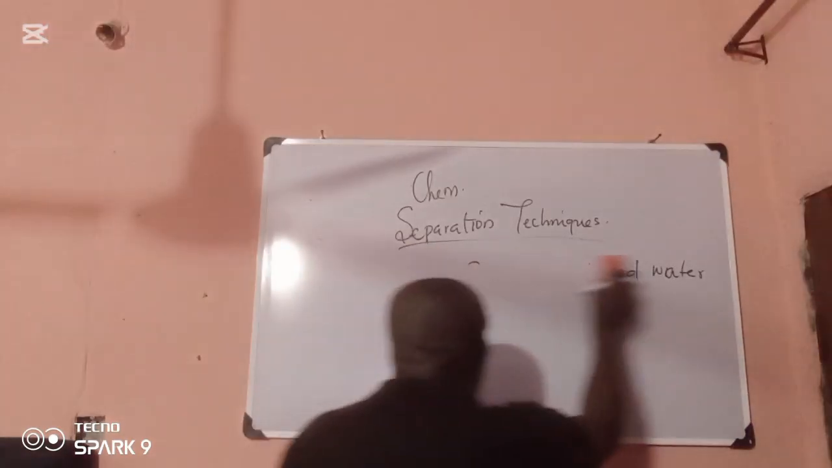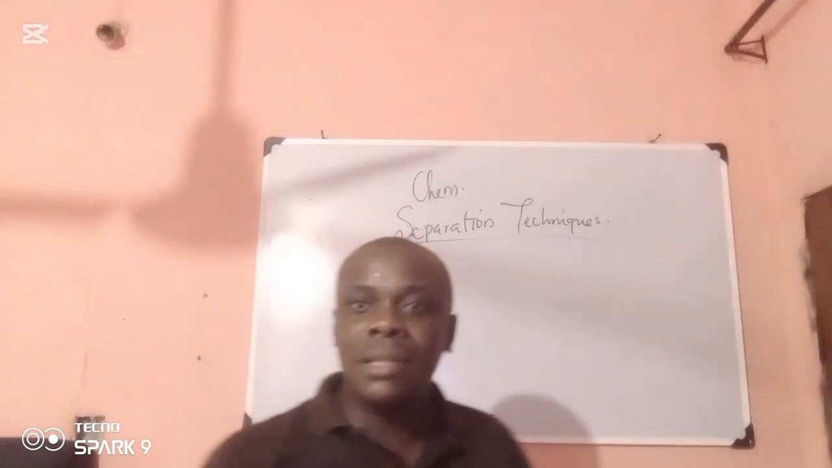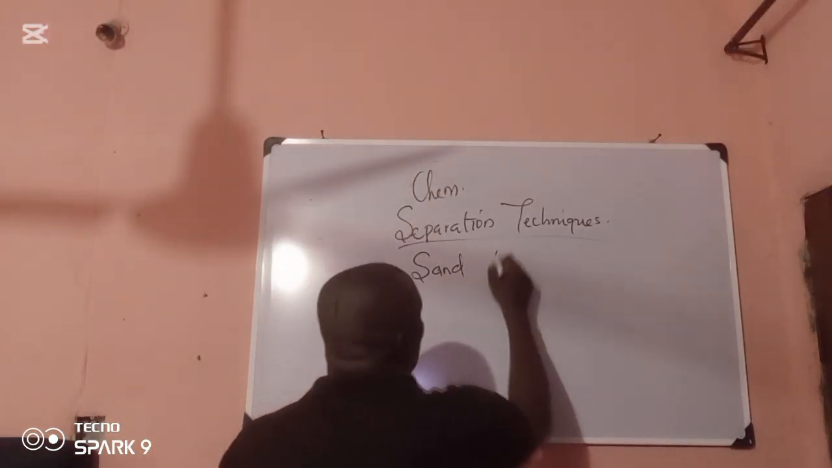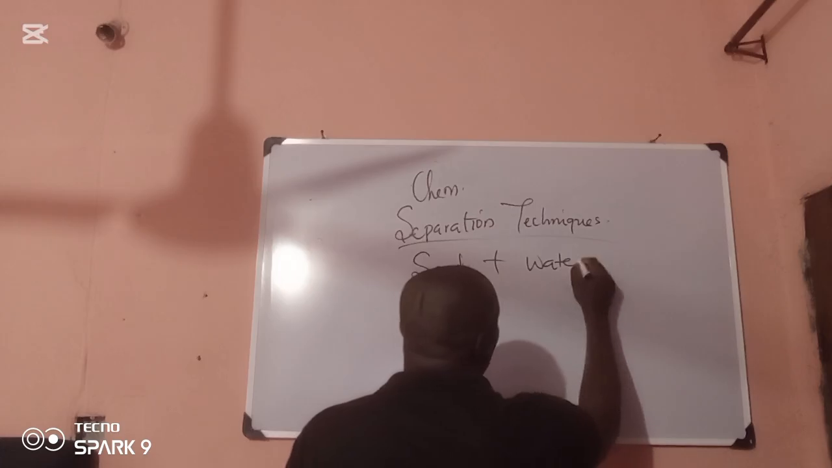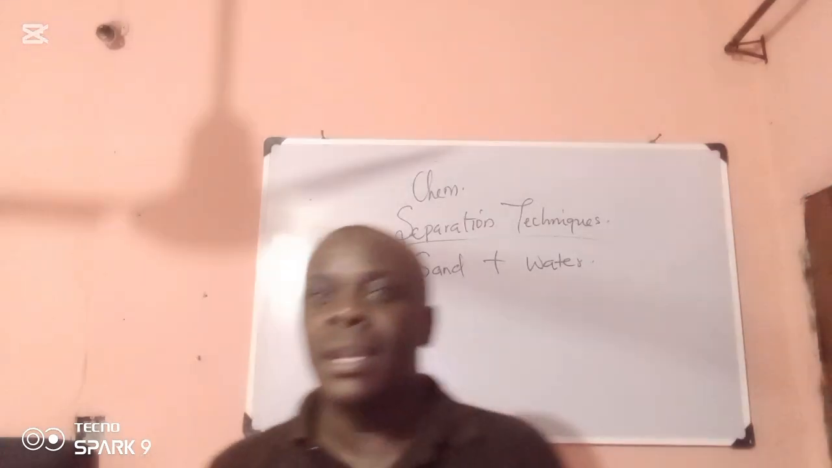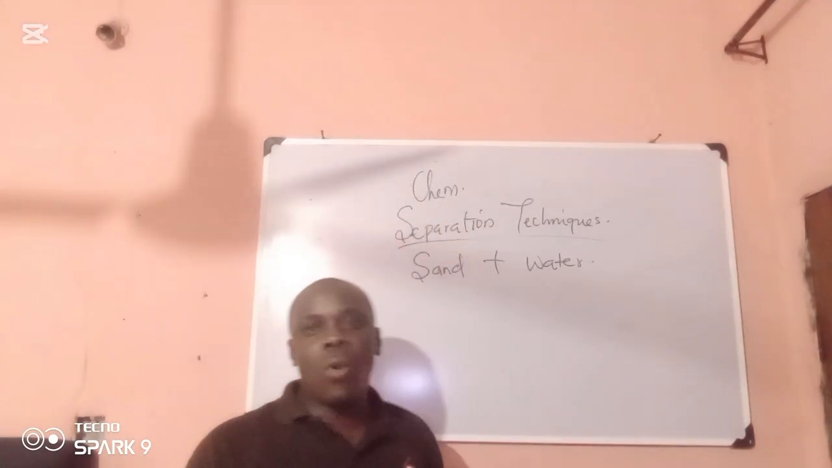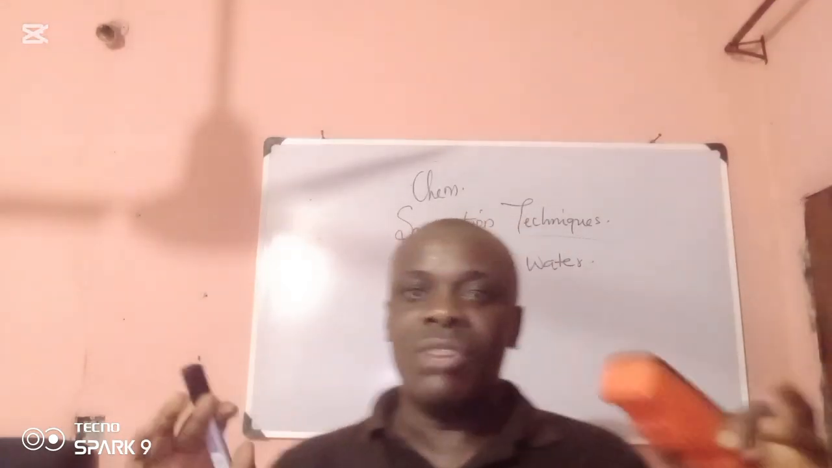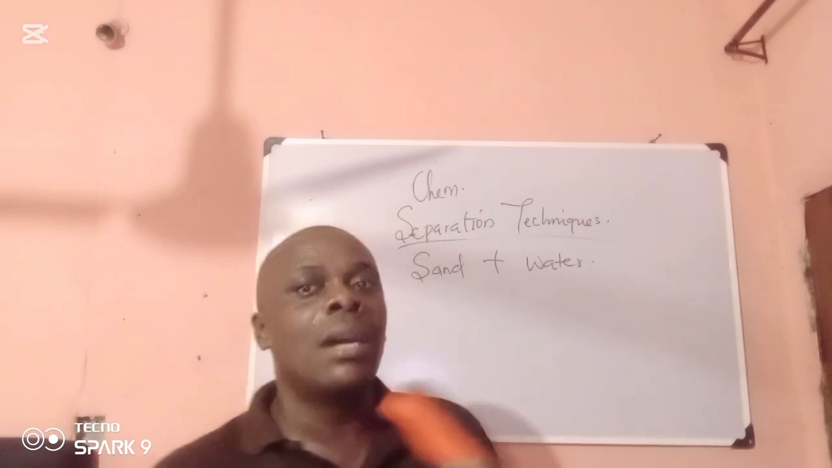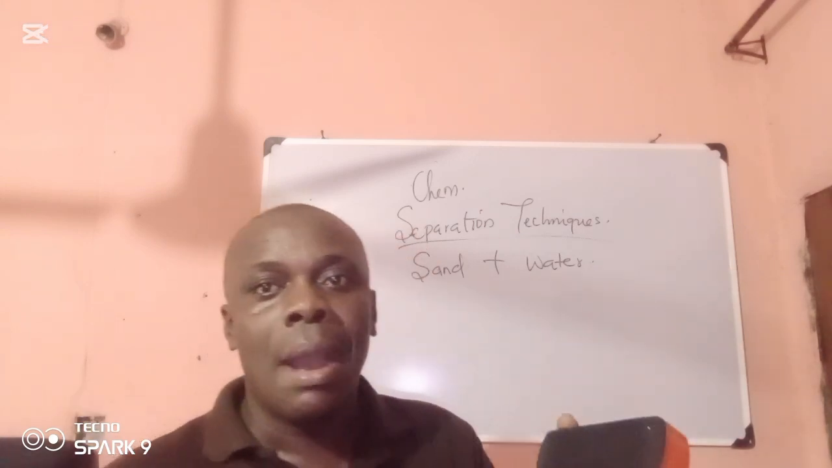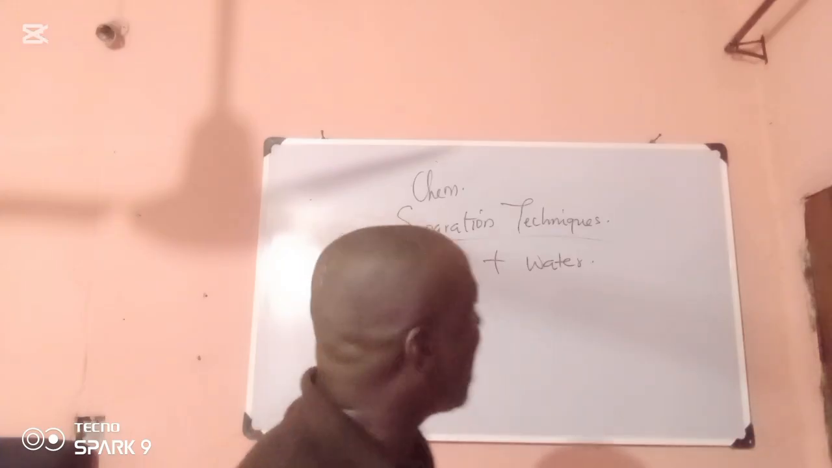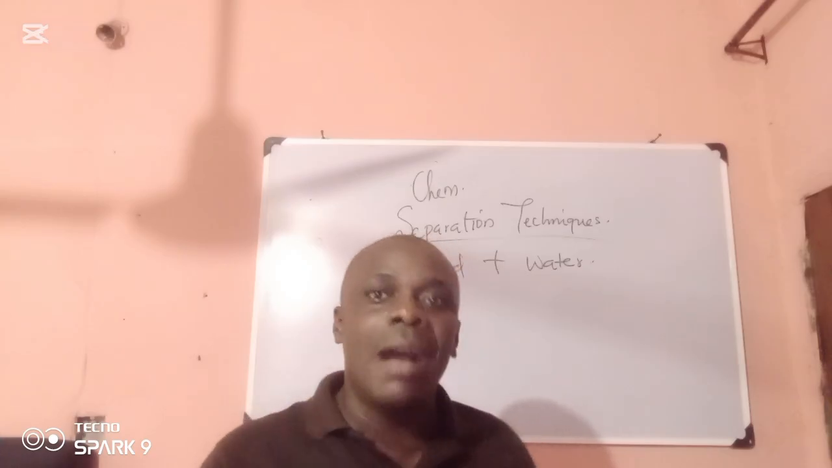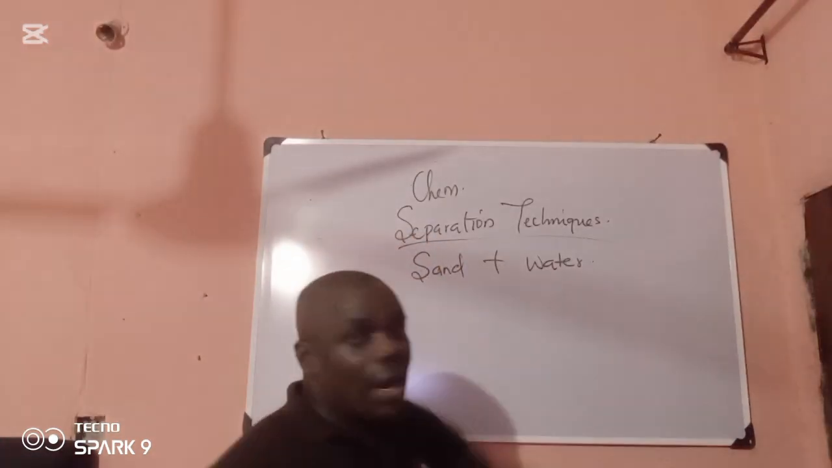So at this point, when they are at a different level, you can decant it. Or another example, if you have maybe sand and water. At this point, we are having a solid and a liquid. When the two are mixed together, you can separate them through a decantation process by removing the top surface, which is the water, from the sand.